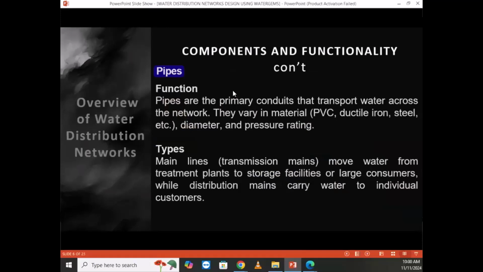Types of pipes. Materials. You are using steel, HDPE, PVC. They are all the same. For us also, in WaterGEMS, there is a way of putting these steel pipes. There is a way of putting PVC pipes. There is a way of putting HDPE pipes. But for each pipe that you are putting, you have to change the coefficients. You have also to put the coefficients.